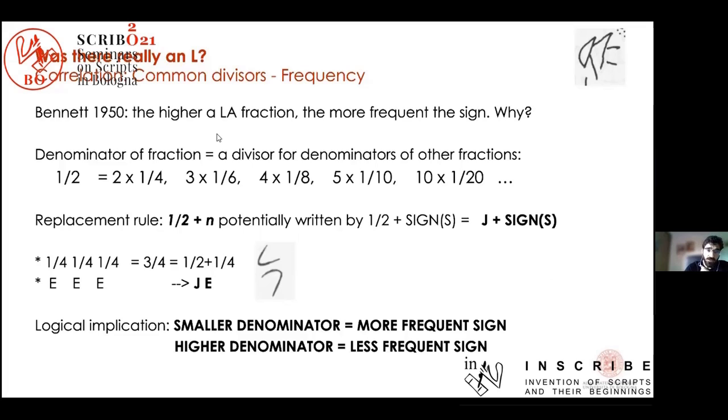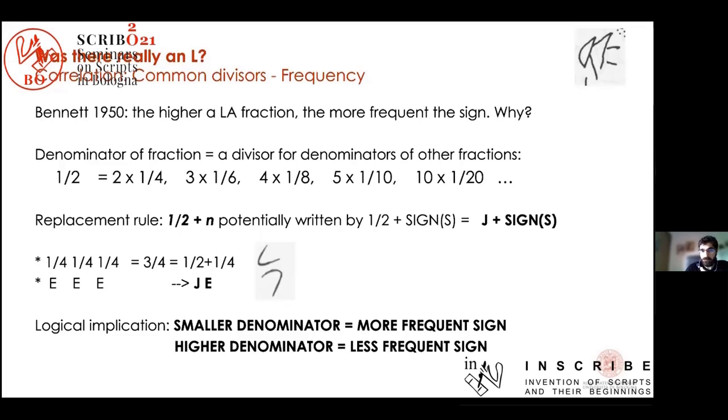So we turned our attention to the principle laid down by Bennett in 1950, that the higher a Linear A fraction, the more frequent it should be. And this principle seems to make sense, but it was not clear why it should be so. So we tried to investigate what was the mathematical principle behind it.